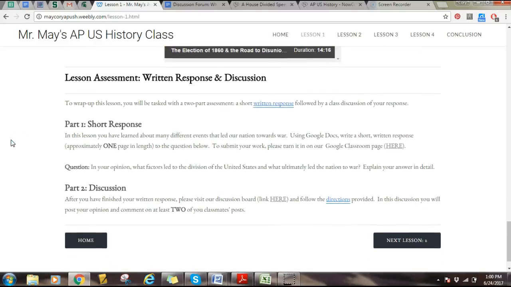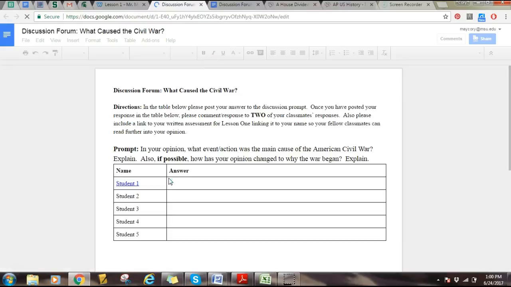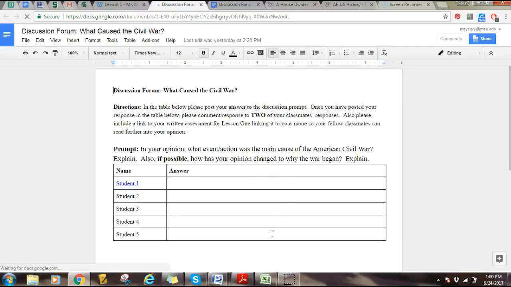And then the assessment for this lesson is they have to write a 1-page written response to this question here, and then they will post a summary of their opinion to this discussion board and then comment off of that, so that gives the students a chance to look at their other classmates' answers.